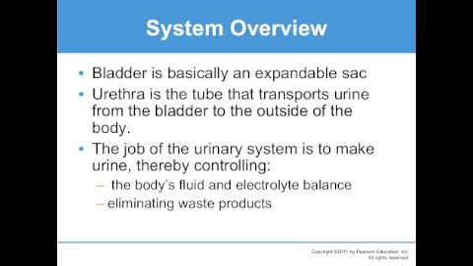Another accessory structure that's part of the renal system is the urinary bladder. The bladder is basically an expandable sac that has one urethra, the tube on the lower end of the bladder that transports urine from the bladder to the outside of the body. The job of the urinary system is to make urine, thereby controlling the body's fluid and electrolyte balance and eliminating waste products.